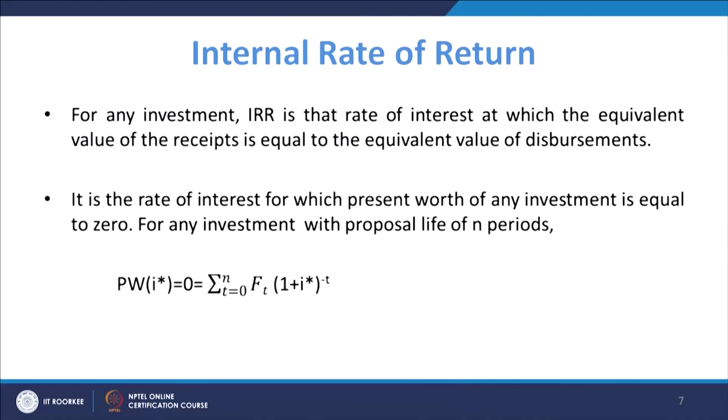So, it is the rate of interest for which the present worth of any investment is equal to 0, that is, summation of t equal to 0 to n, F_t (1 + i*) raised to the power minus t. We know that when you have any transactions going on in the future, its present worth will be calculated by using the factor P/F, i, n, and P/F, i, n is (1 + i) raised to the power minus n.